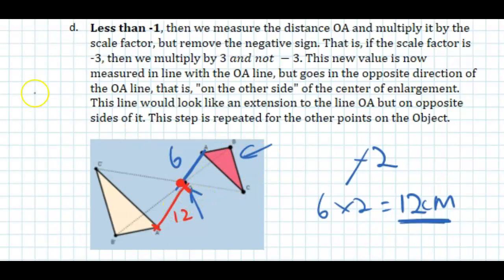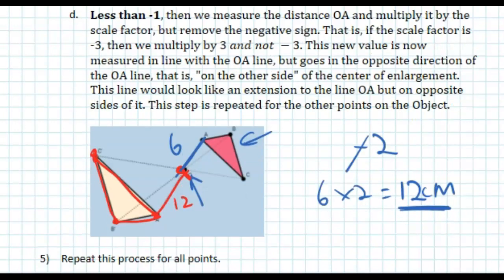So when I repeat this for all the other points, I'm going to get a shape looking like this. What ends up happening is that my shape is bigger by however many times my scale factor is. But again, because of the negative sign, it would be flipped. My last point here is to repeat the process for all the other points on your diagram. Once you've done this, then we will get a full image. So we'll have our object, our center of enlargement, and our image.